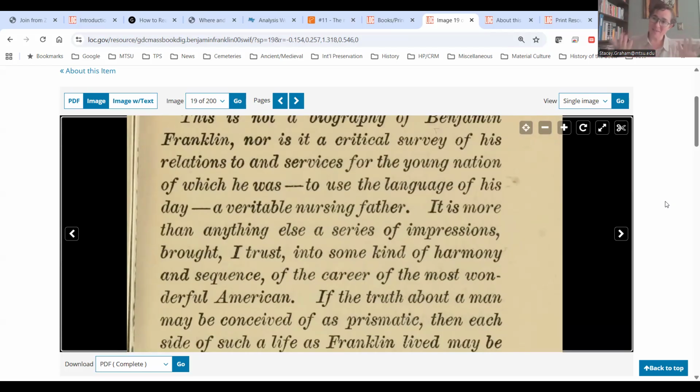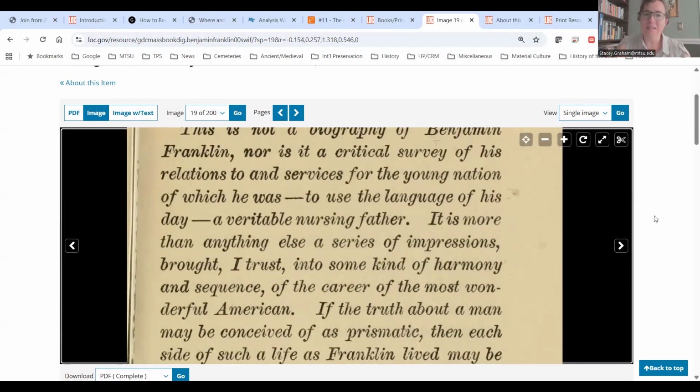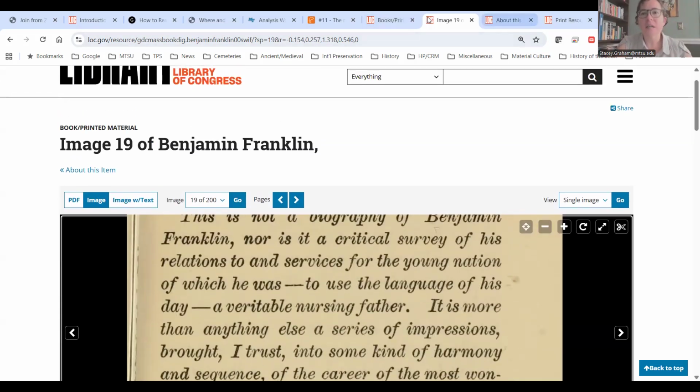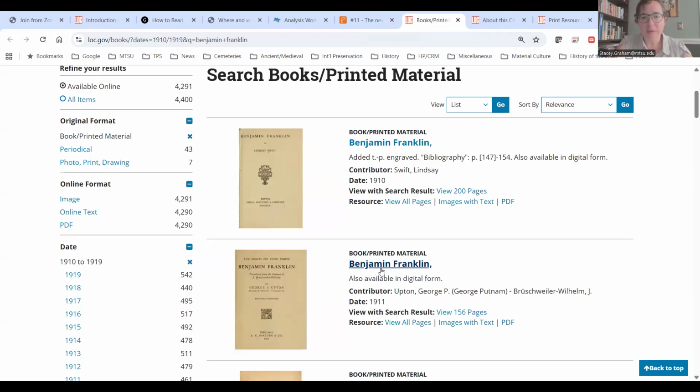So I think we can understand the motives from that statement and the fact that he's probably going to be very positive in his conclusions about Benjamin Franklin and his contributions to the founding of our nation. So this is not going to be a very critical secondary source here. Let's look at one of the other examples, okay?